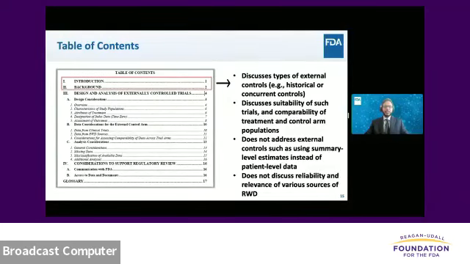So the background section of this draft guidance discusses types of external control, such as the use of historical or concurrent controls. It also talks about the suitability of externally controlled trials and patient comparability of treatment and the control arms. However, this guidance does not address external control using summary level estimates instead of patient level data. It also does not discuss reliability, including data accuracy, completeness, traceability, and relevance of various sources of real world data. Next, please.